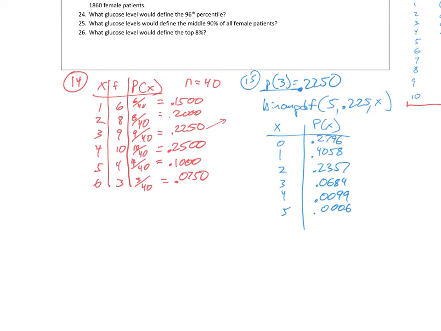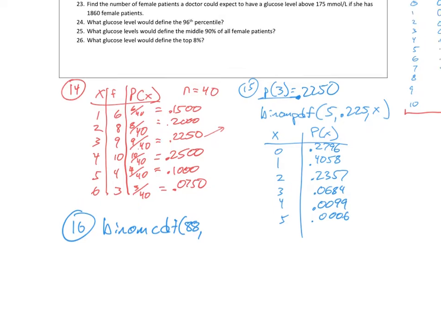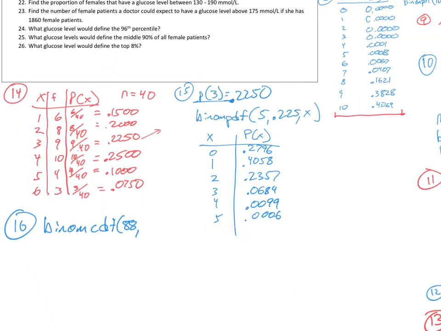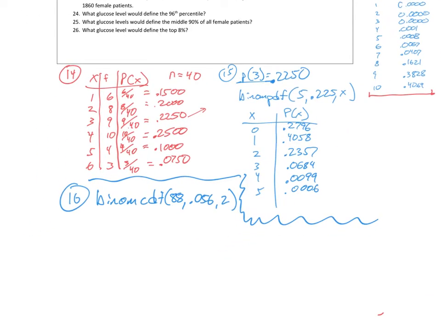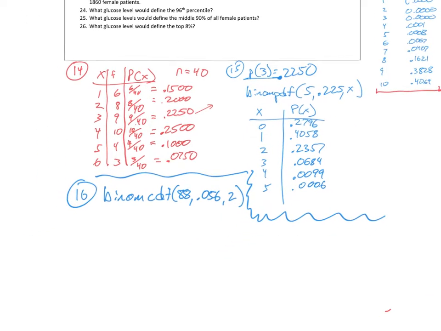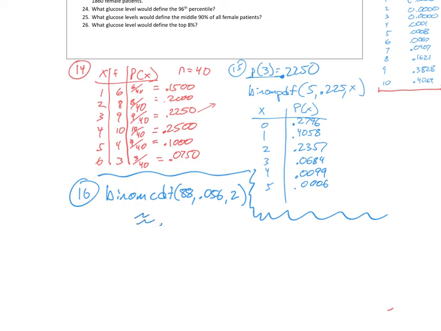So for number 16, we're going to have a binomial CDF of 88 people. And our probability, once again, of not showing up is 0.056. And we want to know how likely it is that 2, 1, or 0 will not show up. All right? So using our calculator gives us about 0.1235.